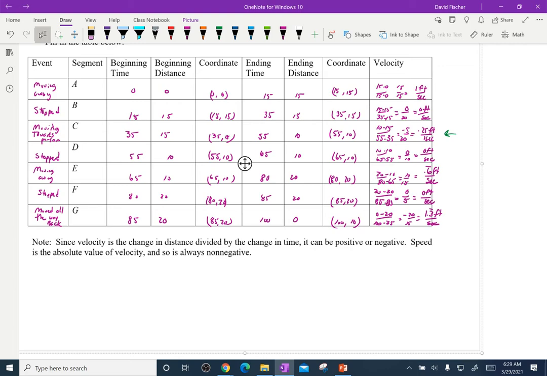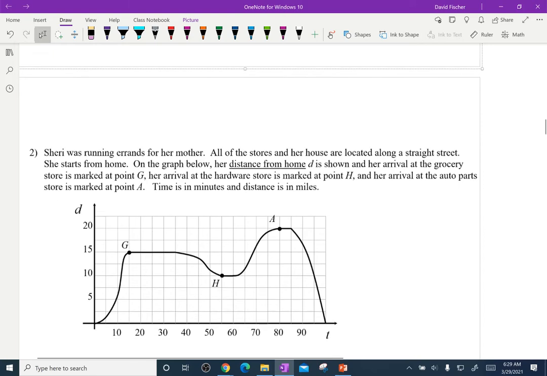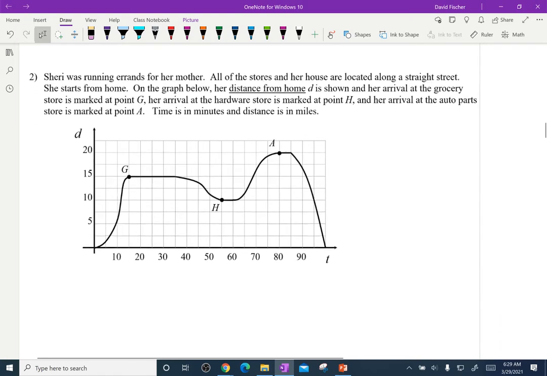Okay. All right. So that's what we're doing today, we're looking at a graph. Now this is where you're going to need your ruler. So this girl was running errands for her mother. All the stores in her house are located along Straight Street. She starts from home. On the graph below, her distance from home is shown, and her arrival at the store is marked as G.